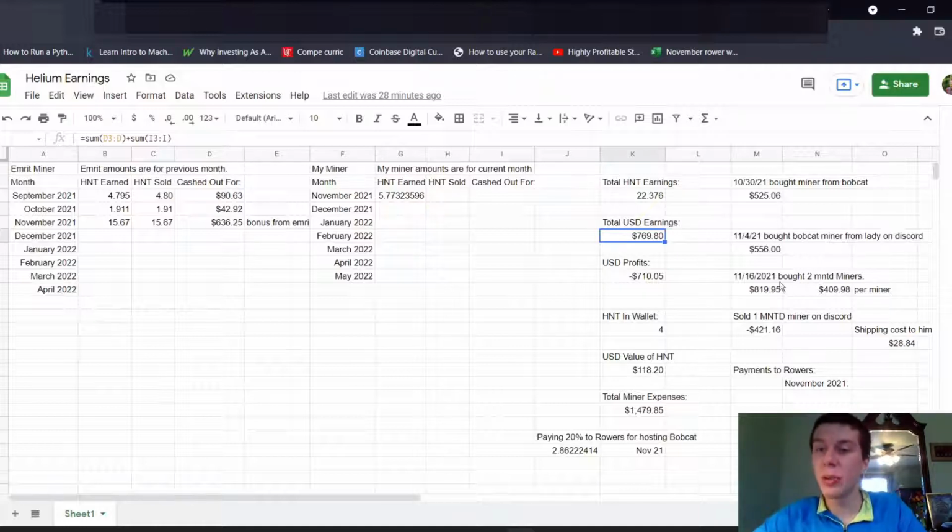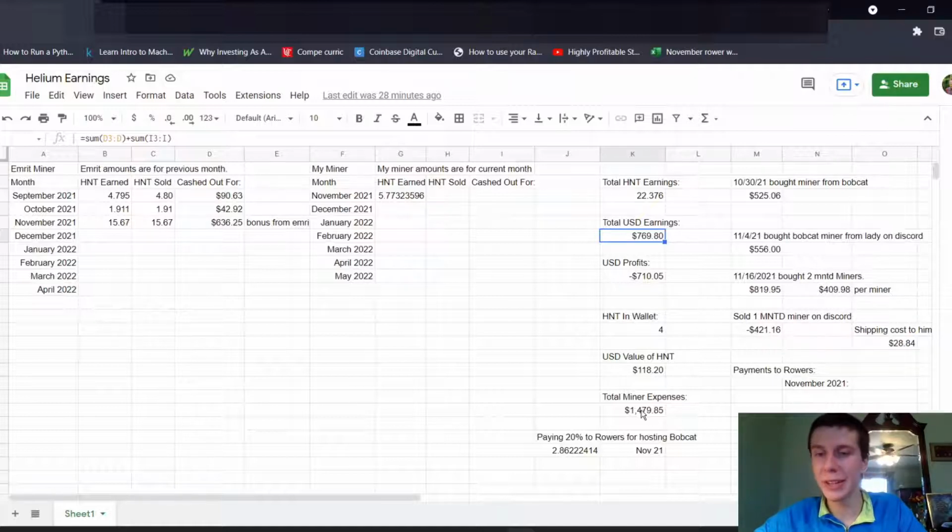And then I actually bought two of the miners from MNTD for around $820, which is about $410 per miner. And then I sold one of them to someone I know on Discord, and I got about $450 from that. And then the shipping cost was around $30. So I made about $420 on that. So really I profited about $10 just from buying the miner and then reselling it to him.